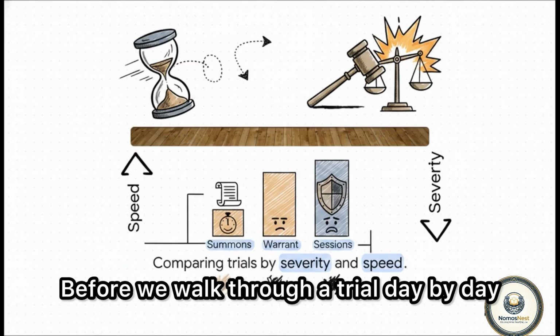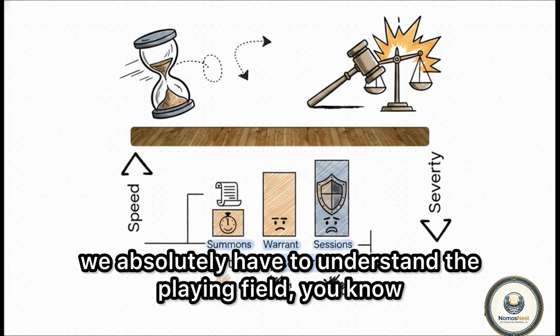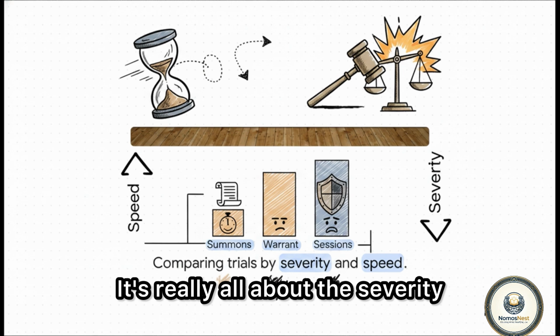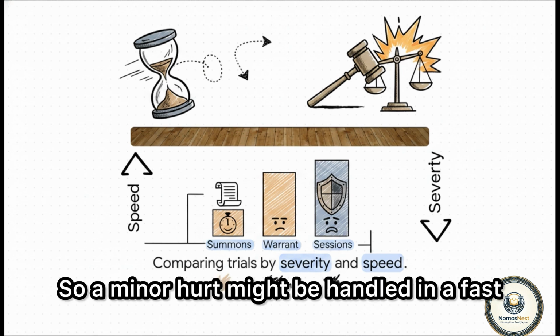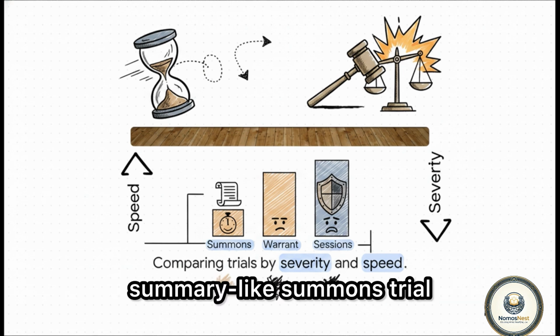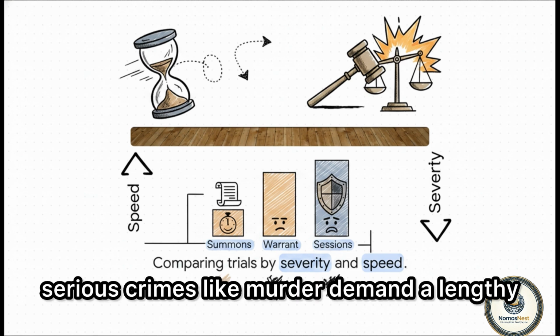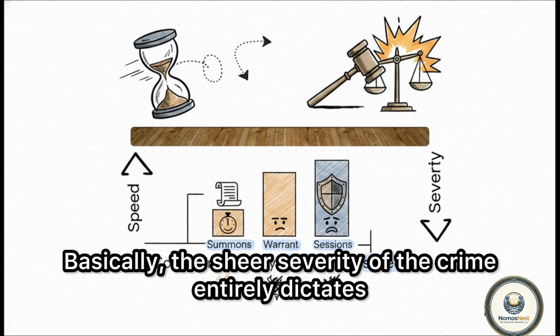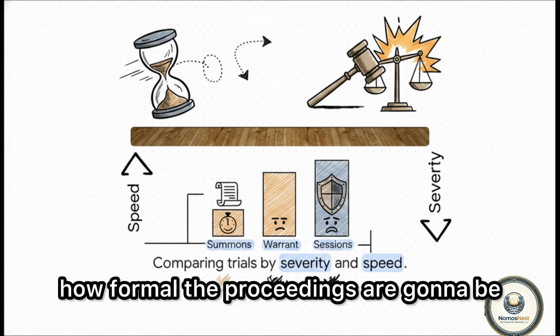Before we walk through a trial day by day, we absolutely have to understand the playing field. The system meticulously categorizes offenses. It's really all about the severity. So, a minor hurt might be handled in a fast, summary-like summons trial. But on the flip side, serious crimes like murder demand a lengthy, highly structured sessions trial. Basically, the sheer severity of the crime entirely dictates how formal the proceedings are going to be.